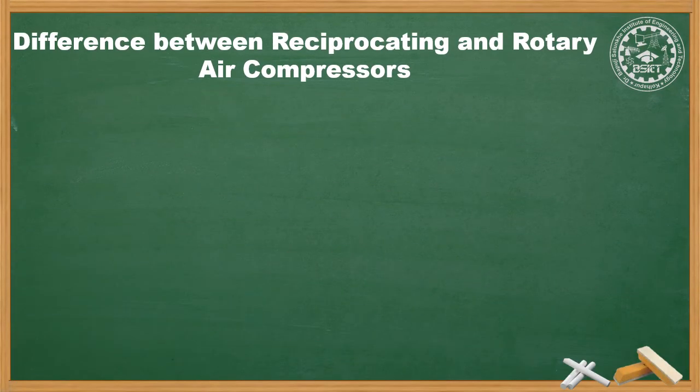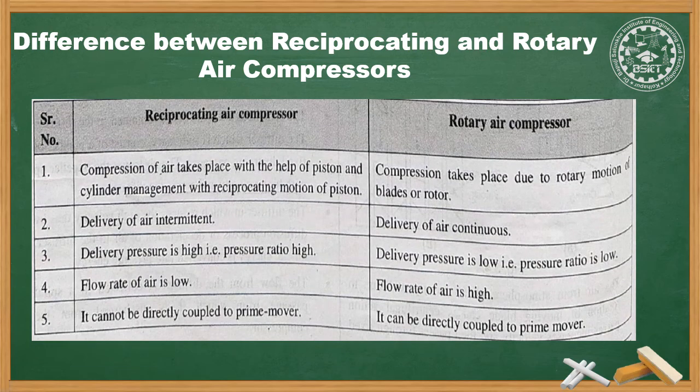The next point is difference between reciprocating and rotary air compressor. This point has been asked previously in the MSBTE examination, so please try to note down the points. Starting with the first, reciprocating air compressor. In reciprocating air compressor, compression of air takes place with the help of piston and cylinder arrangement with reciprocating motion of piston. Whereas in rotary air compressor, compression takes place due to rotary motion of blades or rotor.